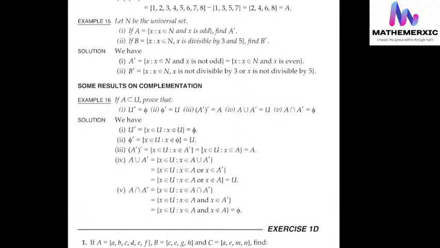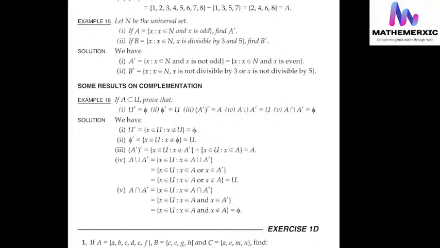What is the complement of U? It is the set of X belonging to U such that X does not belong to U, which is phi. And the complement of phi is the set of X belonging to U such that X does not belong to phi, so it will be U.